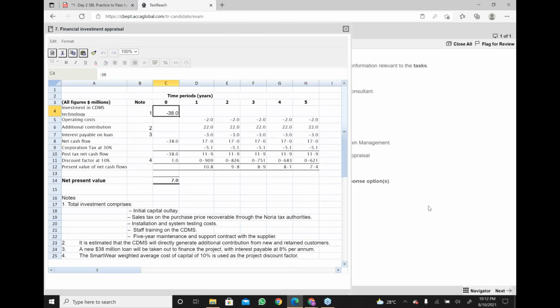Any questions with this 38 million? Does anything ring a bell in your mind? So what is this 38 million? This is explained in the notes. So these are the items included in the 38 million. It talks about initial capital outlay. It includes the sales tax on purchase price recoverable through the authorities. Installation and systems makes sense. Staff training makes sense. And it includes a 5-year maintenance and support contract with the supplier. I can think of at least 2 or 3 questions here. What about you guys?